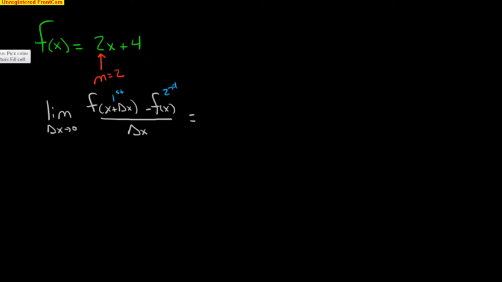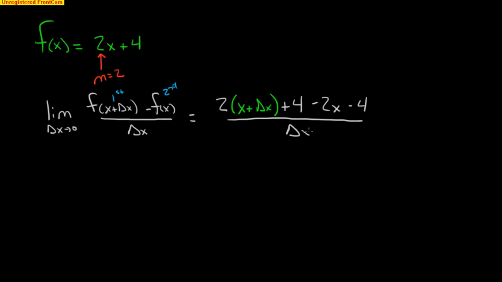So here's what I'm going to do. I'm going to try to color code this for you. So we're going to have 2, and then I'm going to plug in x plus delta x, because I replaced the x that's right there. Okay, and then plus 4, and then minus the original. When you subtract the original, you just take the original right here and flip all the signs. So instead of positive 2x plus 4, it's going to be negative 2x minus 4. And this is all over delta x.